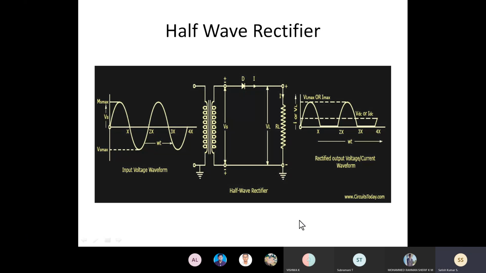So this way our half-wave rectifier will be functioning. In the half-wave rectifier, in the first half cycle, the terminal nearer to the diode is taken as terminal C, and the end nearer to this is taken as terminal D. In the positive half cycle, terminal C becomes positive and terminal D becomes negative. The diode is connected in forward bias.